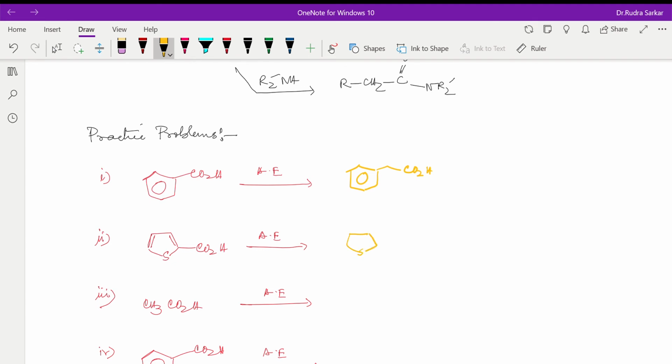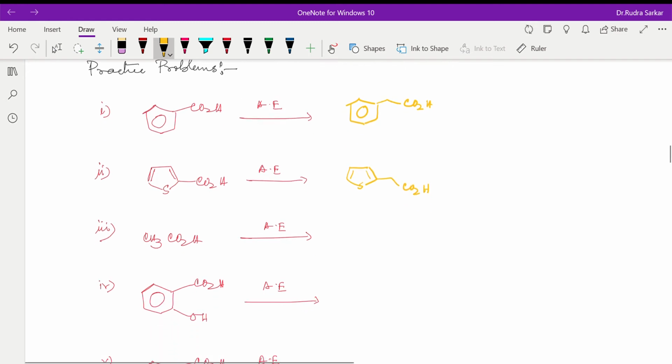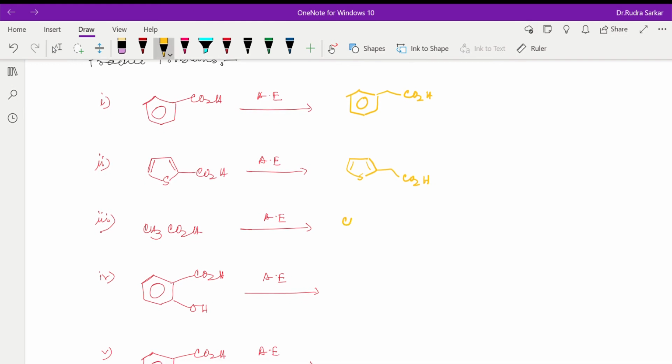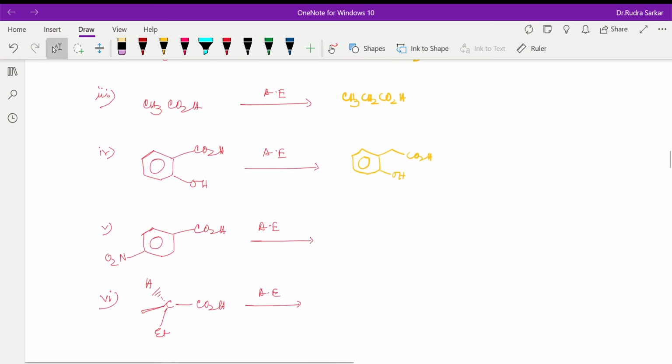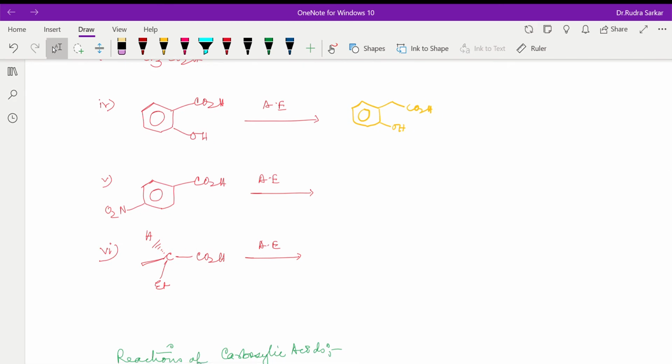AE over here means Arndt-Eistert synthesis. So this is giving you this. Acetic acid will go to its higher homologue, and obviously that is propanoic acid. Salicylic acid will get converted to something like this, okay, and so on. All right, here nothing will happen to this particular chiral center. Its stereochemistry will remain the same.